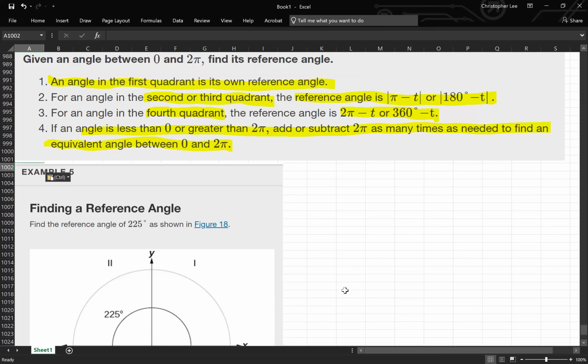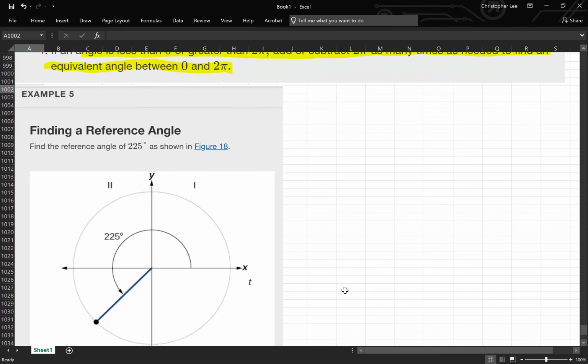So an angle in the first quadrant is its own reference angle. For an angle in the second or third quadrant, the reference angle is pi minus t, or 180 minus t. For an angle in the fourth quadrant, the reference angle is 2 pi minus t, or 360 minus t. And if the angle is less than 0 or greater than 2 pi, we adjust as before.